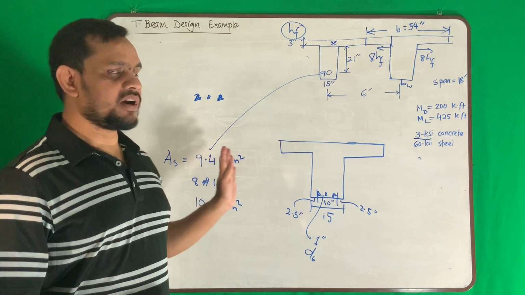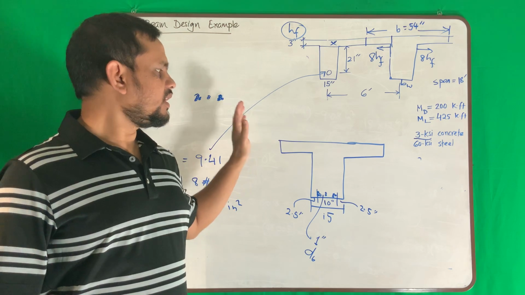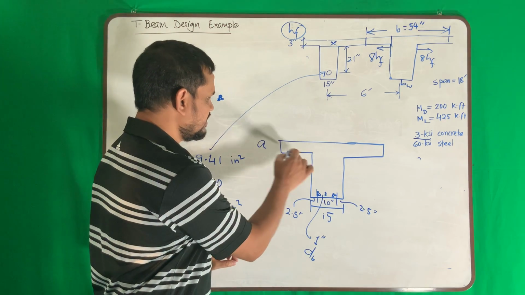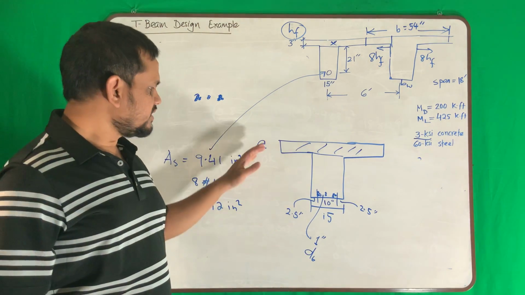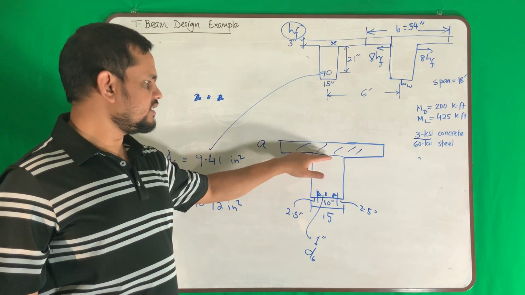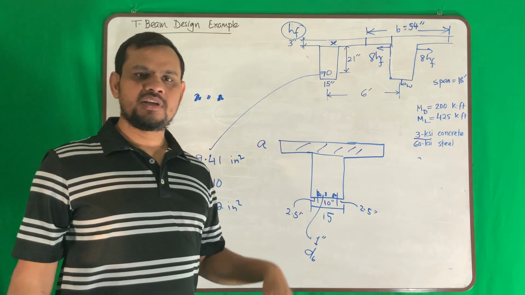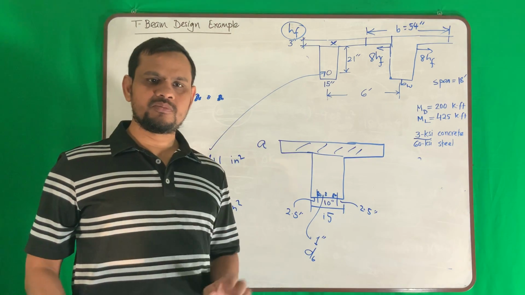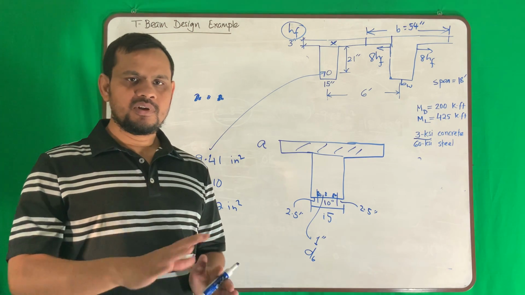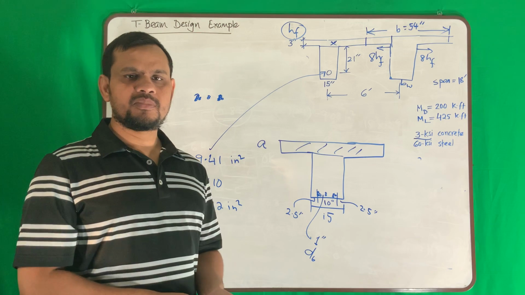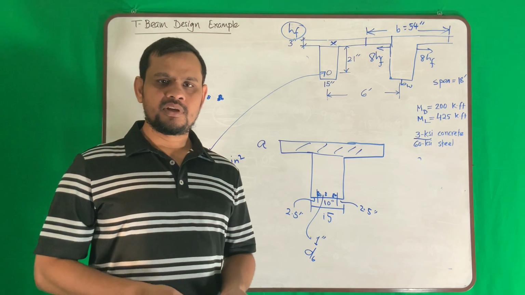So hopefully you learned the T-beam design. If you are at the beginning, we will assume our a is somewhere here. Then we will check if it is less than this, then one condition. If it is more than this, another condition. So this video and the previous video, these two videos combined, give you both scenarios of T-beam design. In the next video I will solve more problems. Thank you.